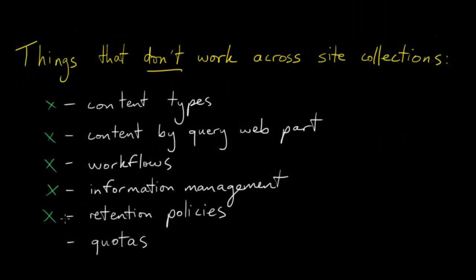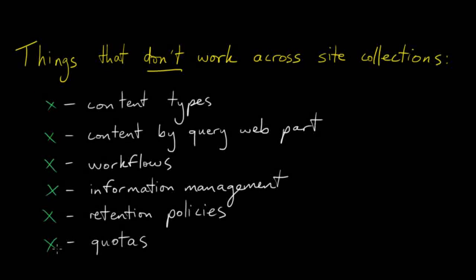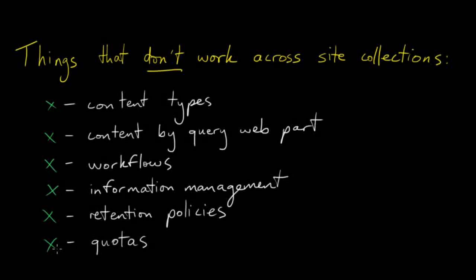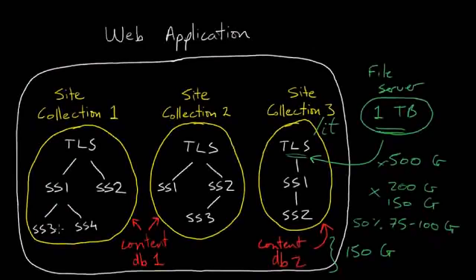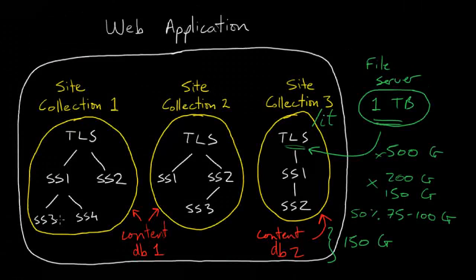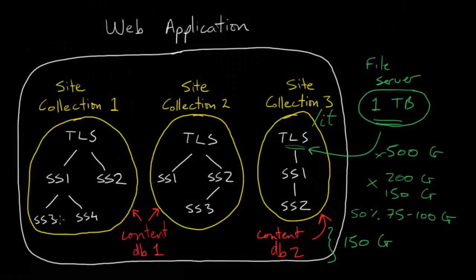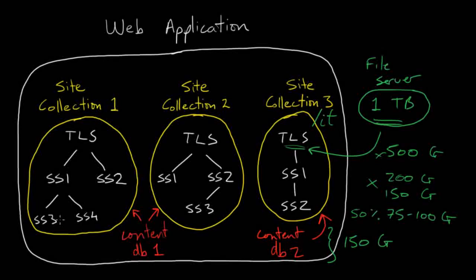Information management, retention policies, again, they're stuck on the site. Quotas, they're stuck on a particular site collection as well. So all of these are things that you miss out on by having to spread the content across various site collections. Okay, so to recap, you can see that the size of our SharePoint environments really doesn't need to be that big at all before we start running into these problems. So we've got a size issue, and we've got the issue that when we spread content across multiple site collections, we now miss out on SharePoint functionality. Okay, so let's head back to the main presentation.